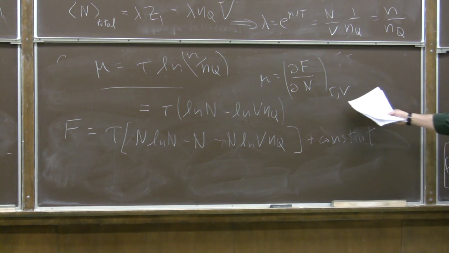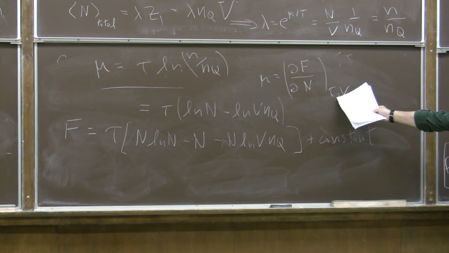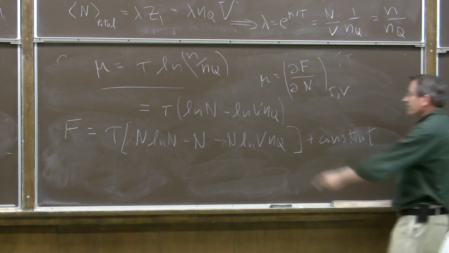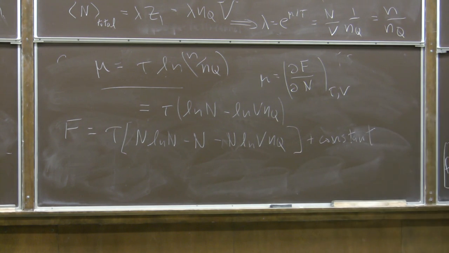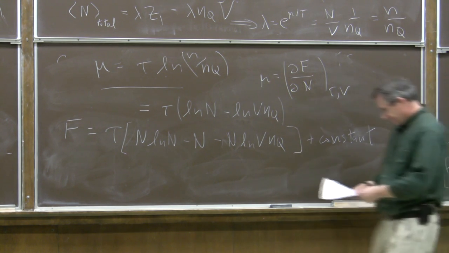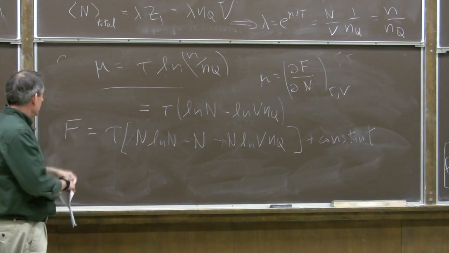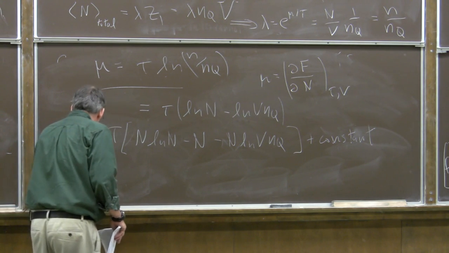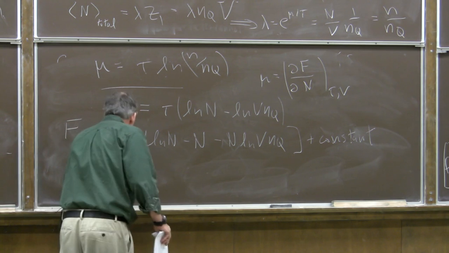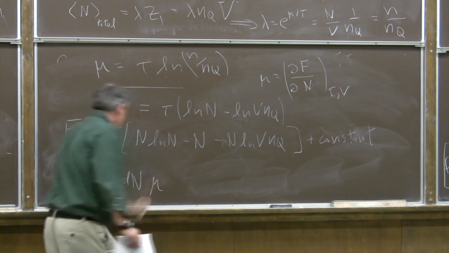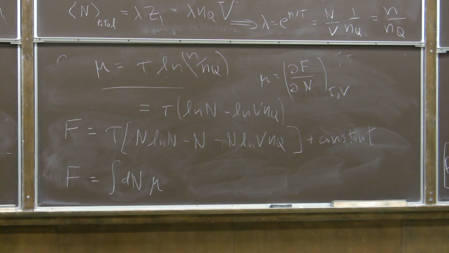I could do that because I obtained the relation between chemical potential and free energy, holding temperature and volume fixed. So if temperature and volume are fixed, this is just a constant. So if I integrated, it is the integral dn of mu, holding temperature and volume fixed.